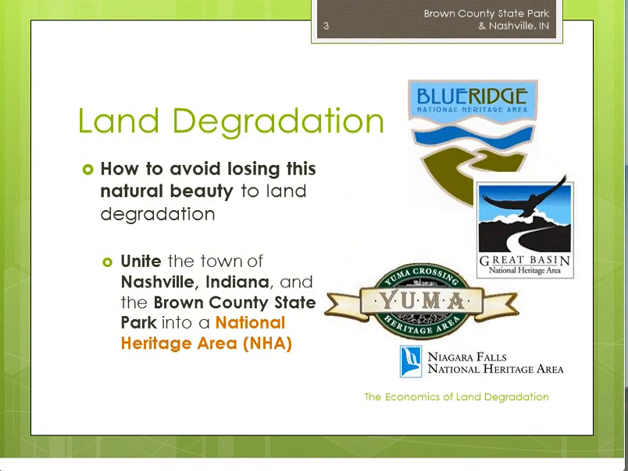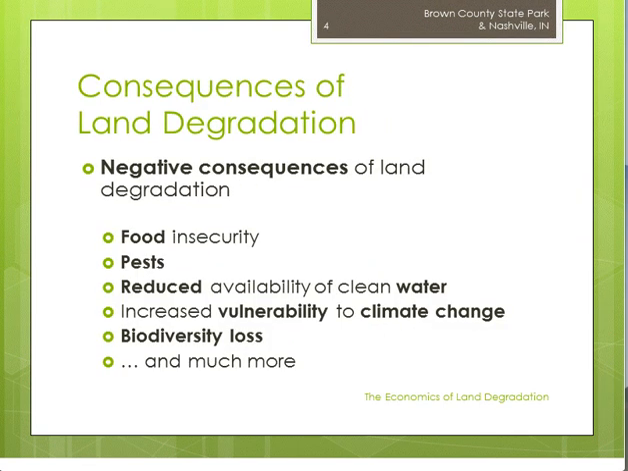The next slide shows a little bit about land degradation. We did many studies in our team throughout the United States looking at national heritage areas and turning them into something that is more productive. There's a Great Basin National Heritage Area, there's a Blue Ridge National Heritage Area, and then the Yuma Crossing National Heritage Area. It is our belief that the town of Nashville, Indiana, and the Brown County State Park would be a really good fit to turn into a National Heritage Area.